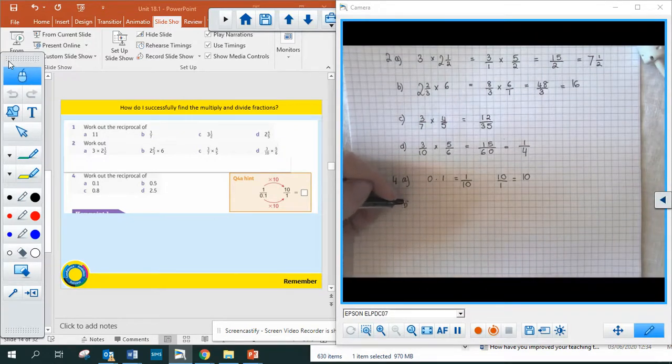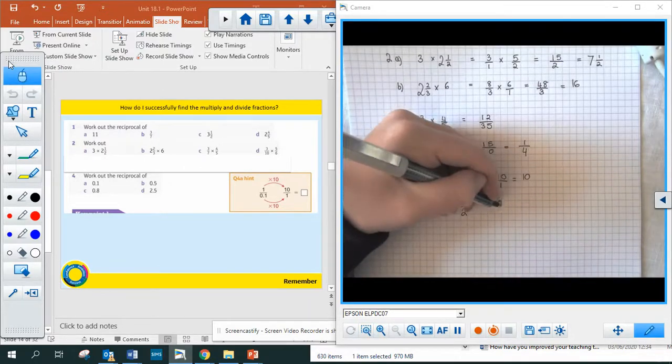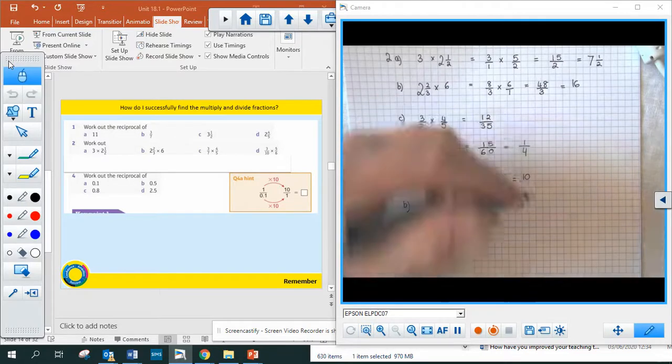For B, 0.5, you should know 0.5 is a half, so that's nice and easy. The reciprocal of a half is 2 over 1, which is just 2.